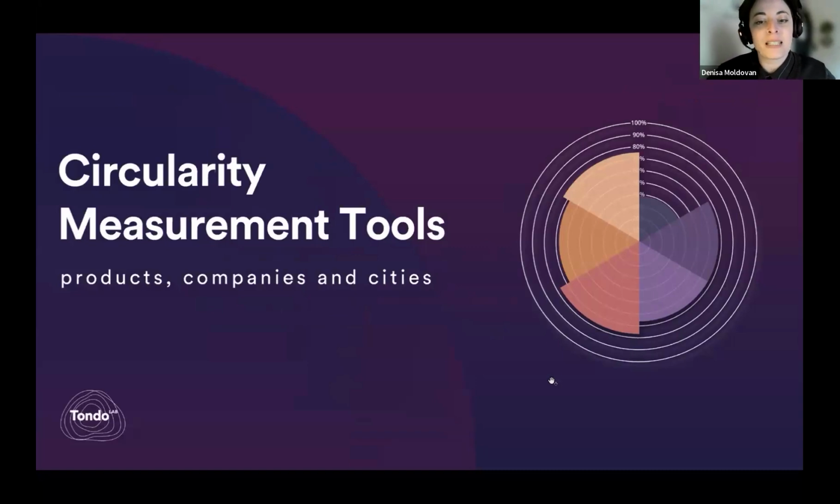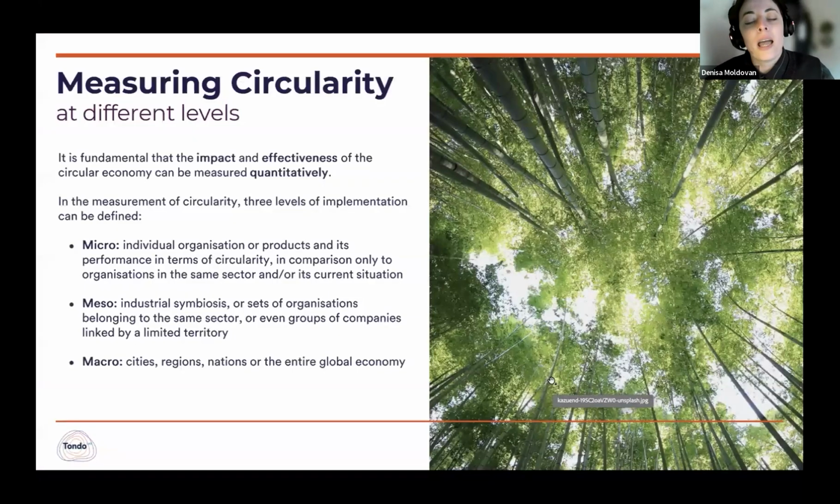As we know, the circular economy aims to move away from the traditional linear model of take, make, dispose. However, the effectiveness of this transition relies on our ability to measure circularity. To this end, we assess circularity at three key levels.